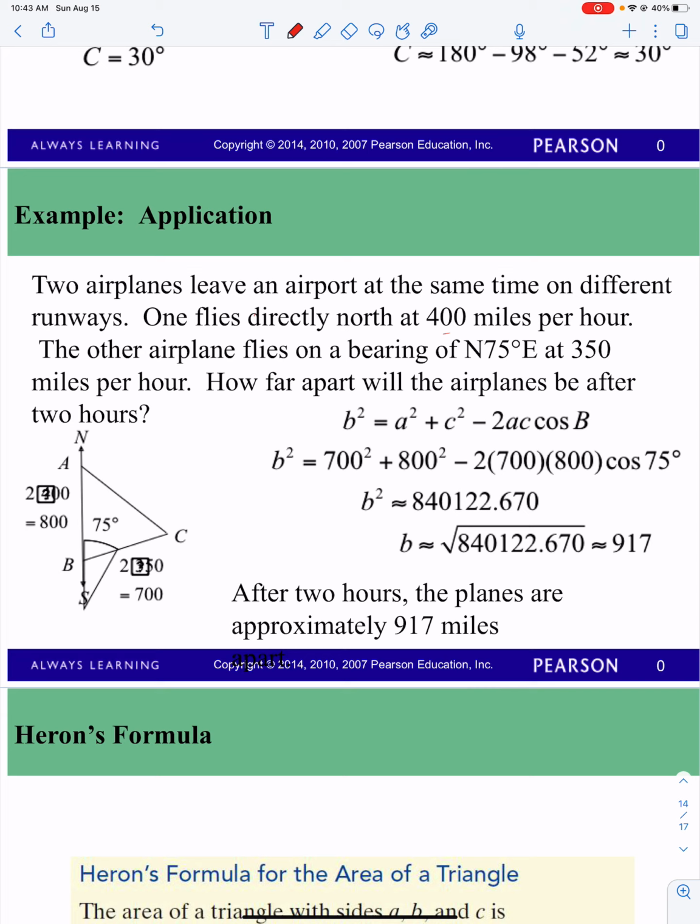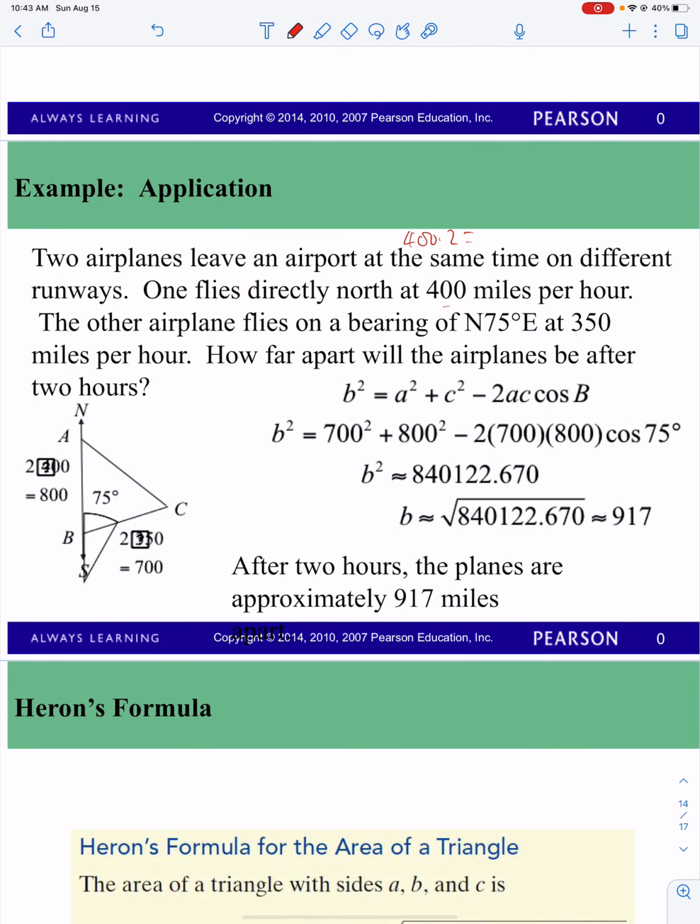Okay, so after 2 hours, how far will each one run? So 400 times 2 is what? 800 miles, yeah? And 350 times 2 is what? 700 miles. You with me? So one is going directly north, 800. The other one is northeast, 75 degrees, yeah? So this is 700.